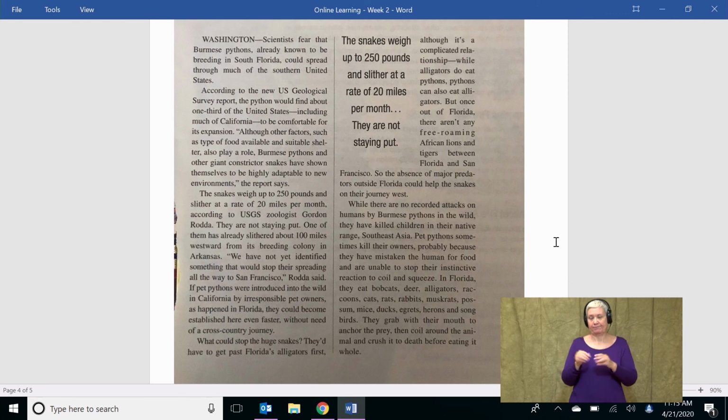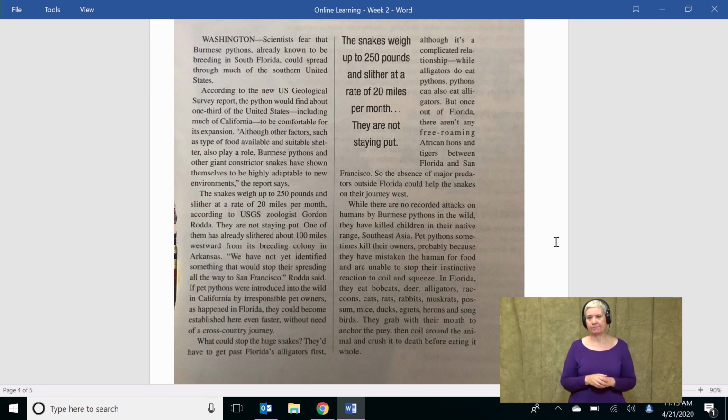What could stop huge snakes? They'd have to get past Florida's alligators first, although it's a complicated relationship. While alligators do eat pythons, pythons can also eat alligators. But once out of Florida, there aren't any free-roaming African lions and tigers between Florida and San Francisco. So, the absence of major predators outside Florida could help the snakes on their journey west.